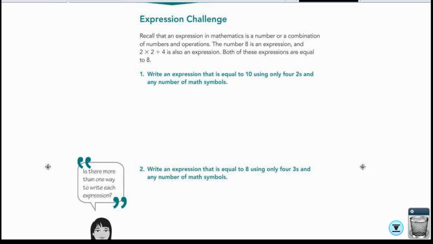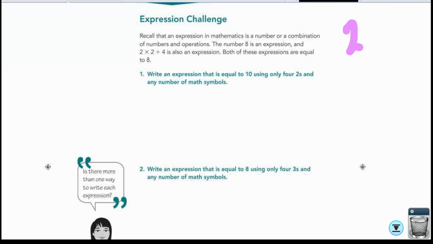If you're doing the expressions challenge, this is extra credit. It says, recall that an expression in math is a number or a combination of numbers and operations. So the number 8 is an expression. 2 times 2 plus 4 is also an expression. Anything basically that has numbers but does not have an equal sign would be an expression.